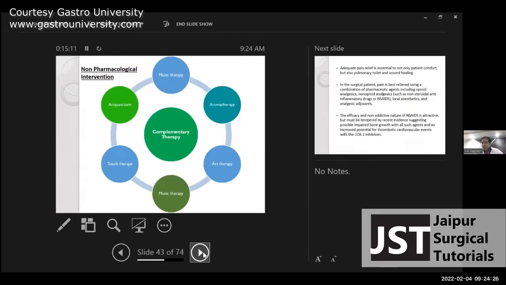Apart from pharmacologic therapies and interventional pain management, there are also non-pharmacologic interventions like music therapy, aroma therapy, art therapy, acupuncture, and touch therapy. These things seem less important, but when we apply them to ourselves, when we are in pain, we watch TV or we do some distracting things, and we are relieved of pain. In cancer patients, these things are very useful.